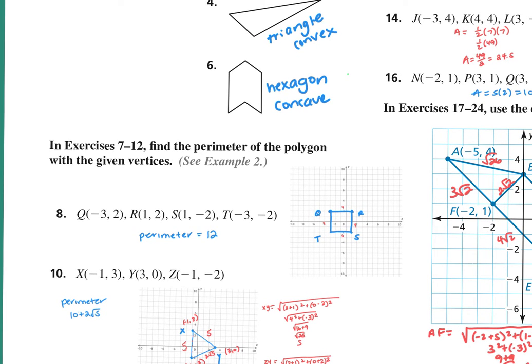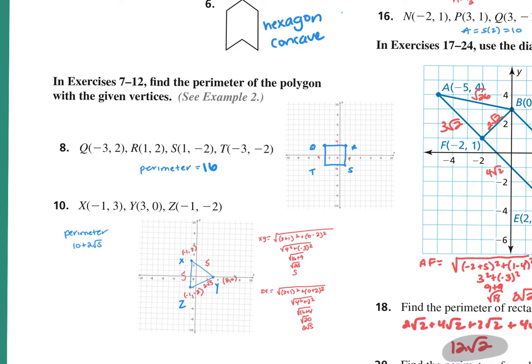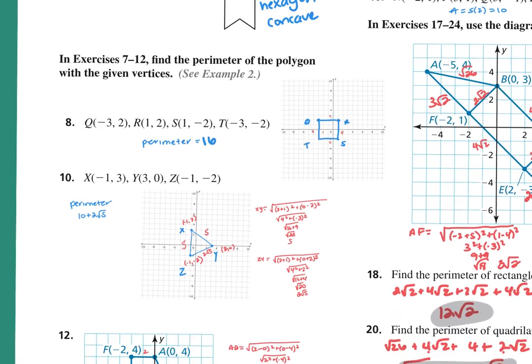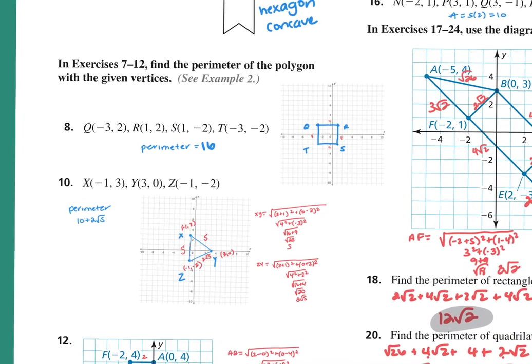8, the perimeter was 12. 10, the perimeter was 10 plus 2 root 5. Yeah, 8 was the perimeter of 12. I got 16. Oh, they're all 4? Just kidding. They are 4. Yep, 4 times 4 would be 16. 10 plus 2 root 5. You'll keep it exact because you wouldn't have a calculator to round it.